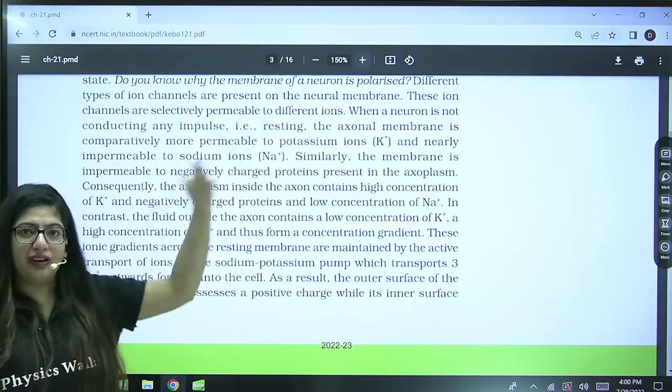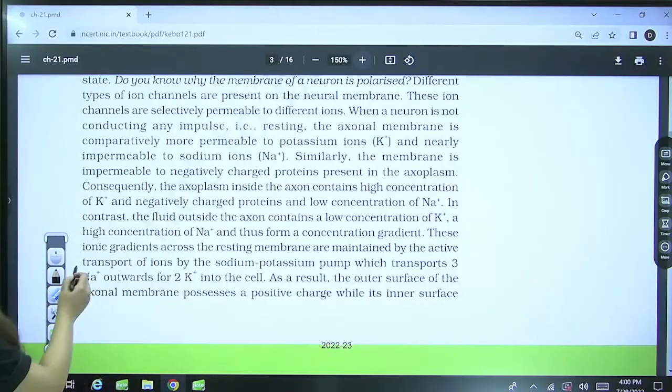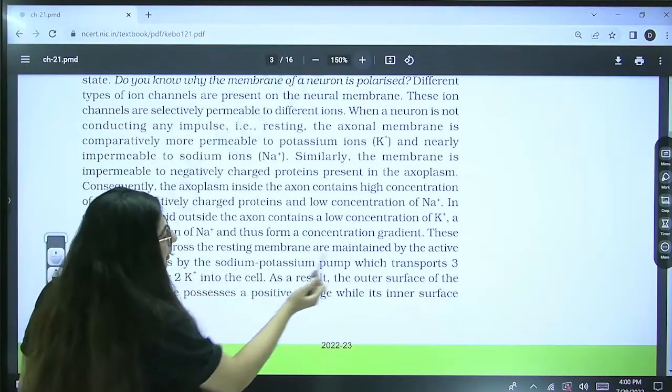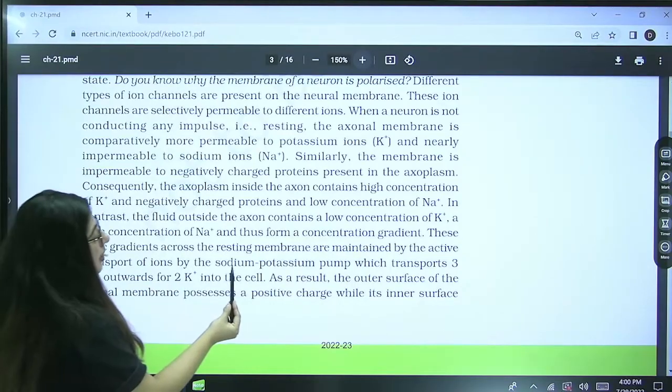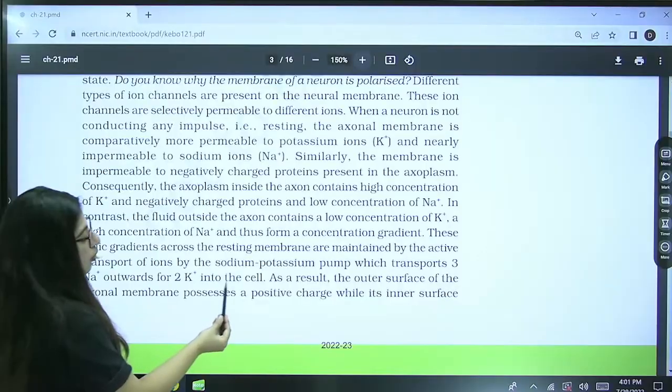So there is a gradient form. That means we always say sodium is higher outside, potassium higher inside. These ionic gradients across the resting membrane are maintained by the active transport of ions by the sodium-potassium pump, which transports 3 sodium outward and 2 potassium inside the cell.